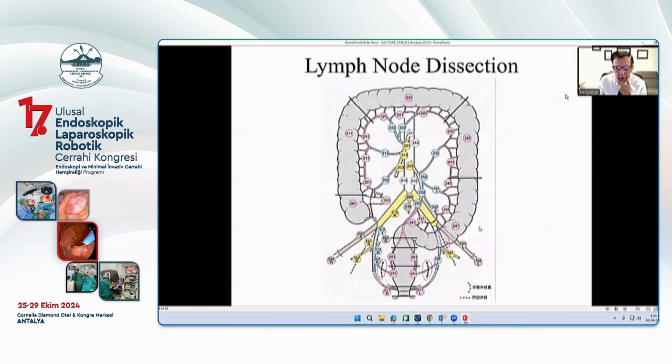So this is a typical Japanese description with numbers for each lymph node. This is for the residents, all the young surgeons that are there. This is D1 lymphadenectomy. This is D2, which we normally do. And this is D3, which takes the lymph nodes that are all along the superior mesenteric vein and artery.